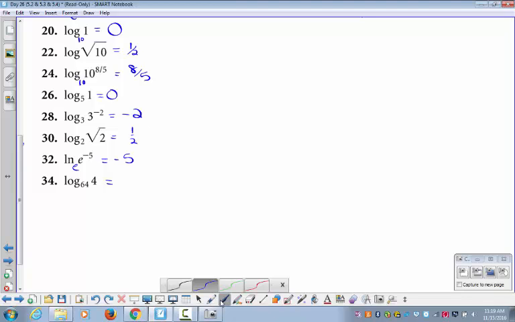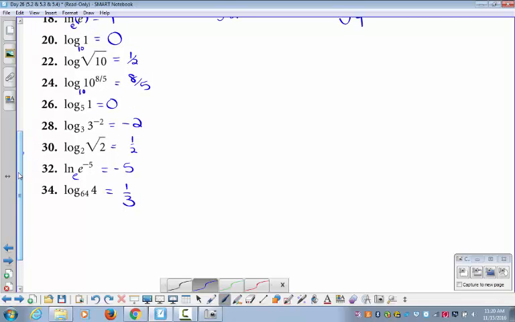All right, last one down here, 64 to the what gives 4? 64 to the 1/3. Let's check that out. So third root of 64. So that would mean 4 times 4 times 4 is 64. Yeah, 4 times 4 times 4 is 64. So that works. Third root of 64 is 4.